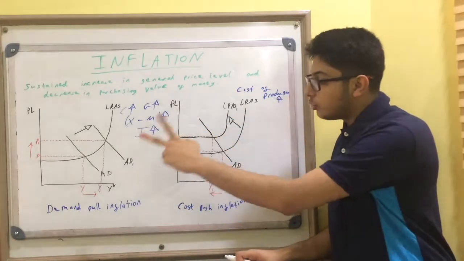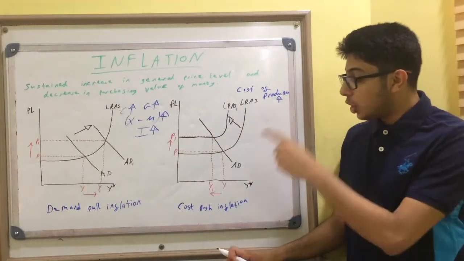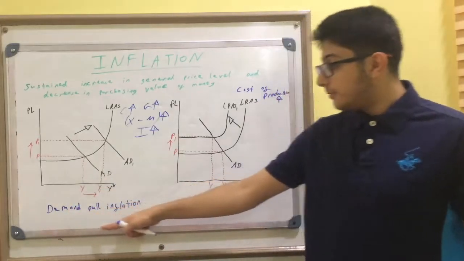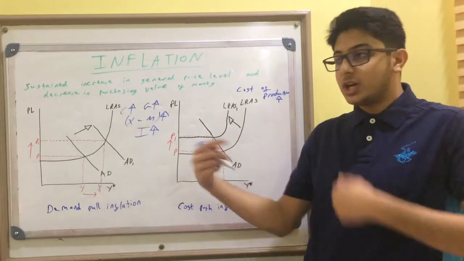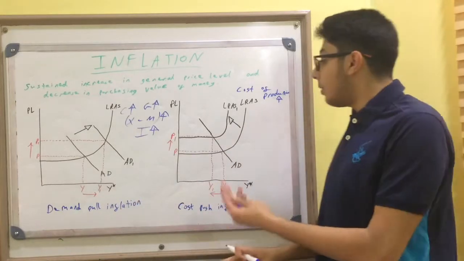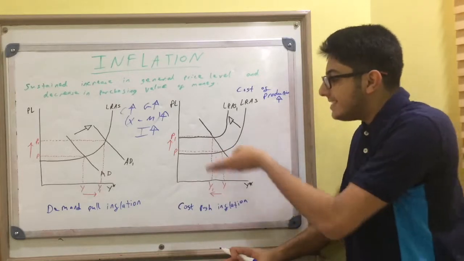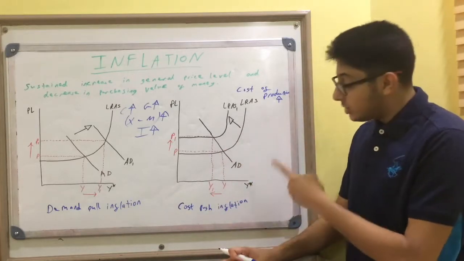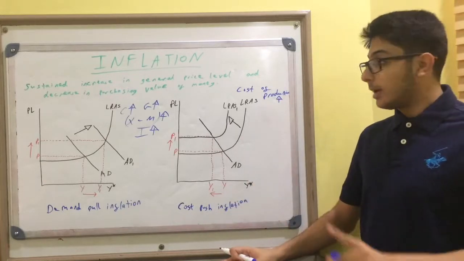Now, which of the two is worse? It's cost push inflation, because at least with demand pull inflation, output is going up. So there's some form of economic growth. But with cost push inflation, prices are going up and output is decreasing. And this is very difficult to get out of. So cost push inflation is a nightmare.